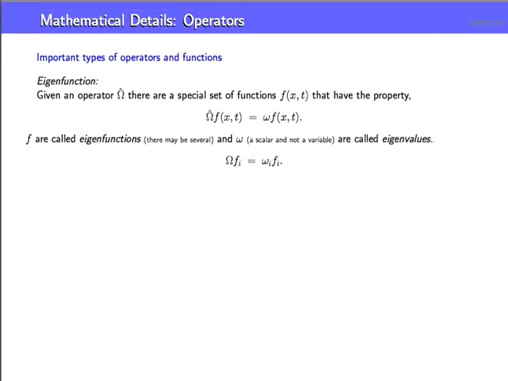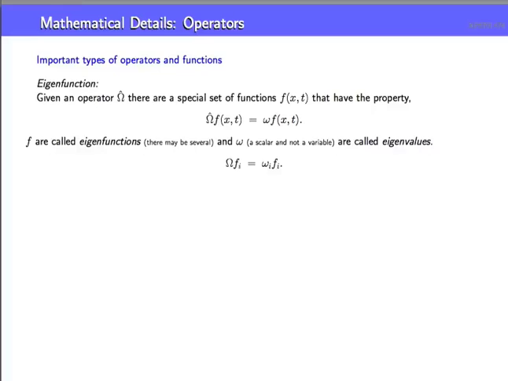The next thing I just want to repeat, we discussed this before: given an operator, a linear operator satisfying some special things, there are a special set of functions f that have the property that when the operator acts on the function, you get the function back, just multiplied by some scalar. Not a function of the independent parameters x and t here, but just some scalar, we could call it omega. So the f are called eigenfunctions, and there could be several, and omega is called the eigenvalue.